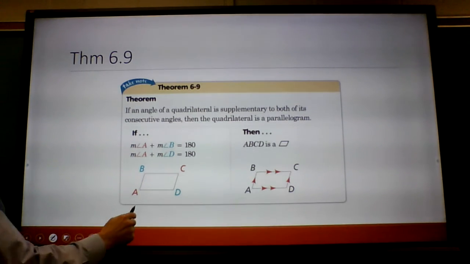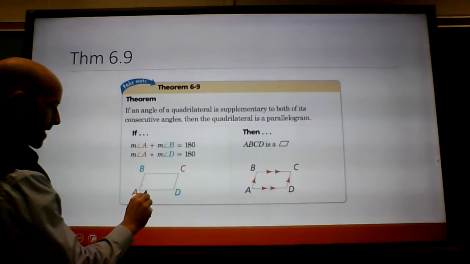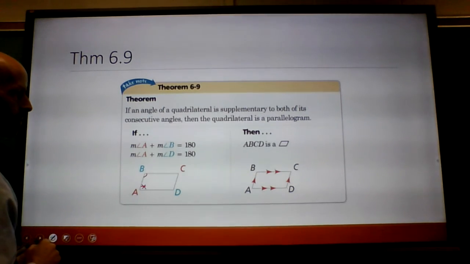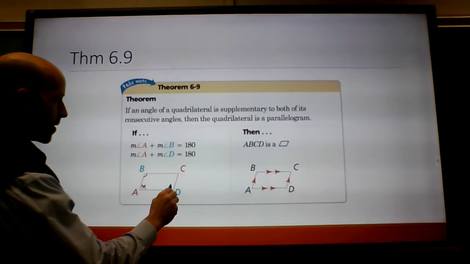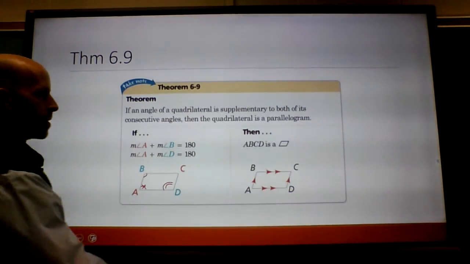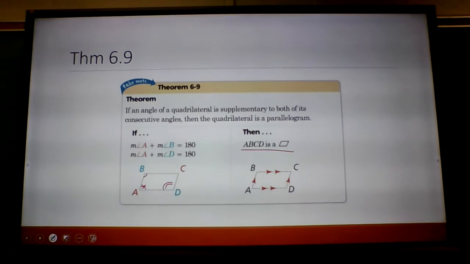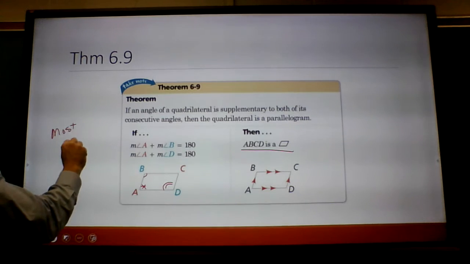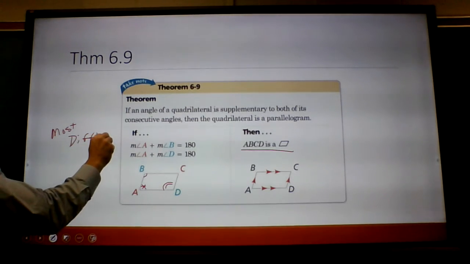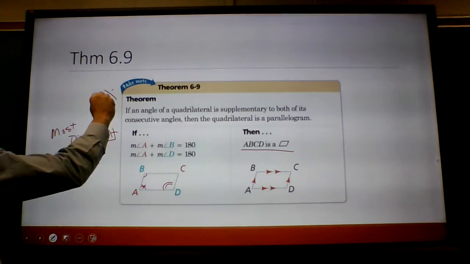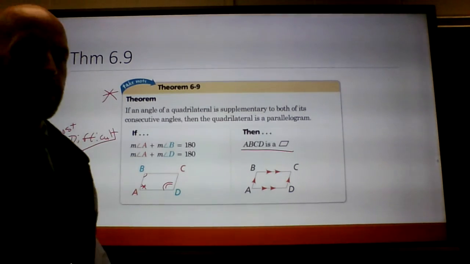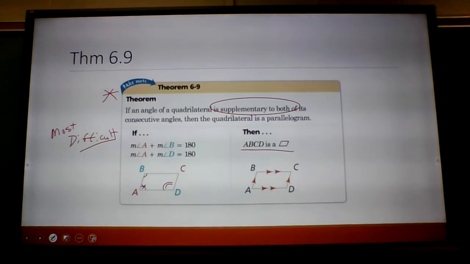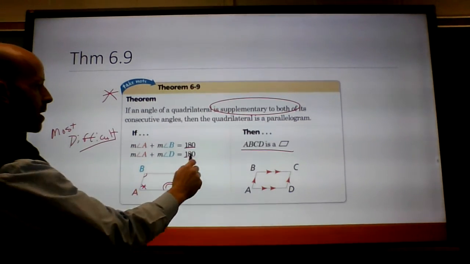Here's another one. It turns out that if angle A, that's this angle here, is supplementary to angle B and it's supplementary to angle D, then this is a parallelogram. Now, I'm going to tell you right now, I think this one is the most difficult to remember. So if I were you, I would mark this one down as a star, and I would make sure I add that to my notes. Supplementary, by the way, remember, means they add up to 180 degrees.